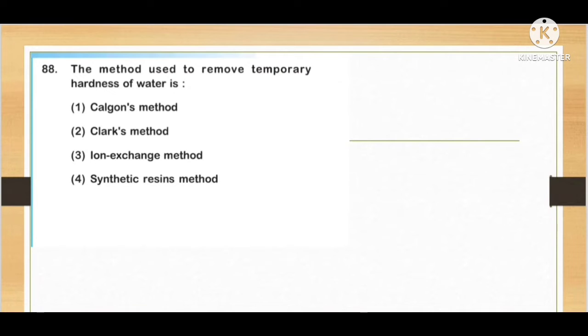Now let us discuss 88th question. The method used to remove the temporary hardness of water. Among the four methods, which method is used to remove the temporary hardness of water? We know that there are two methods to remove the temporary hardness of water. First one is boiling. By boiling, the temporary hardness of water is removed.